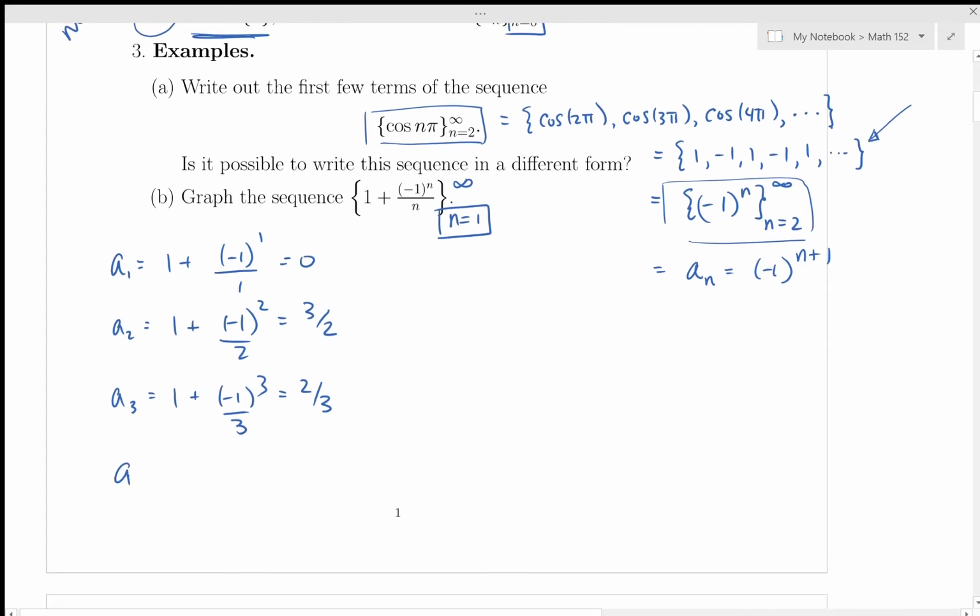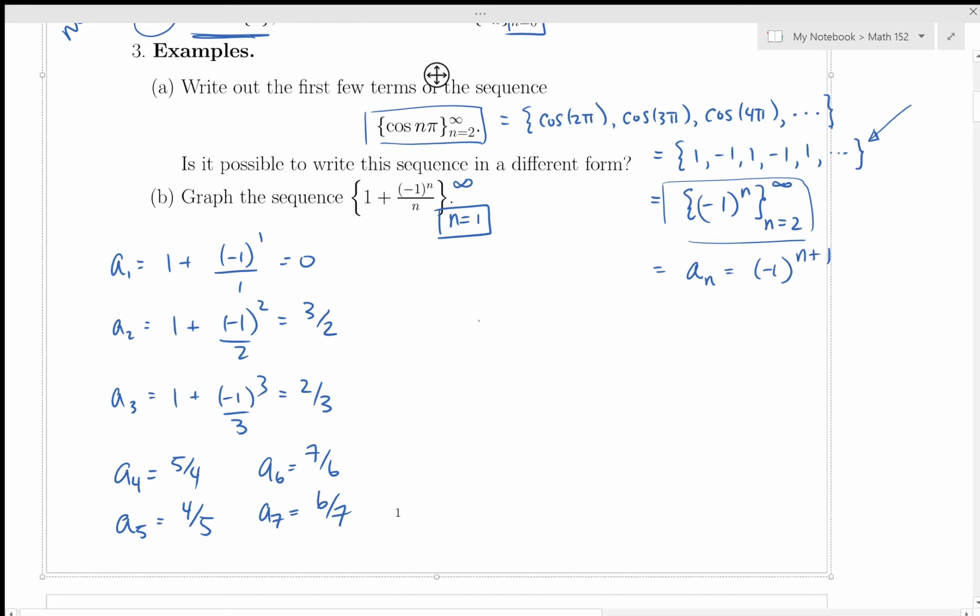Why don't you just confirm by calculation that A4 is 5/4, A5 is 4/5, A6 is 7/6, and A7 is 6/7. So you can go through making the calculation for whichever values of n that you wish to, and then we can draw what this looks like.